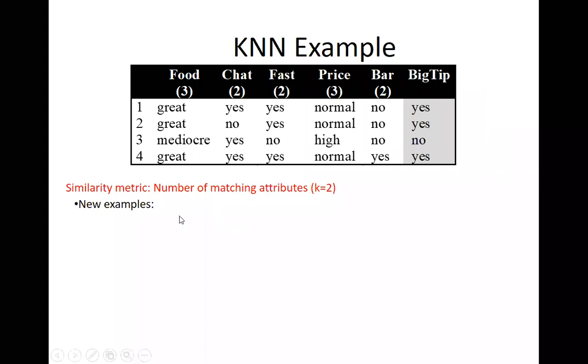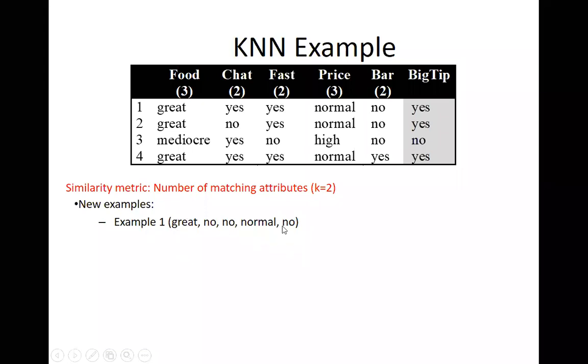So in this case, I will decide the k value as 2, and I will give you one new data. Here is the new data. Now I want you to find out, given these five values, whether you are going to give the tip or not based on these four examples.